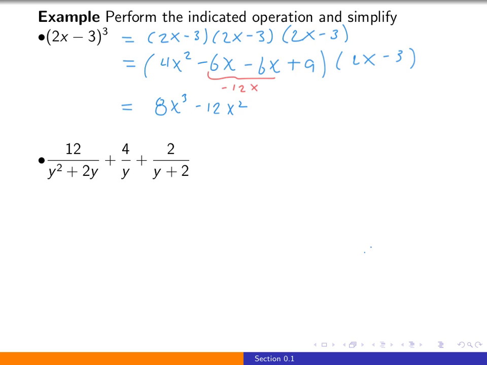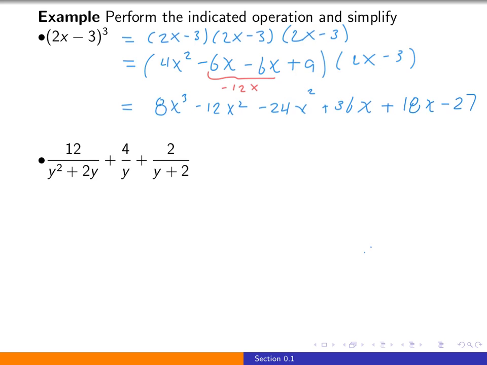So we're going to have minus 24x squared, and then we'll have plus 36x. That's minus 12 times minus 3. The minus a minus becomes a positive. And lastly here, we take the 9 and we multiply it by both of those quantities. So 9 times 2x is 18x. And 9 times minus 3 is minus 27.